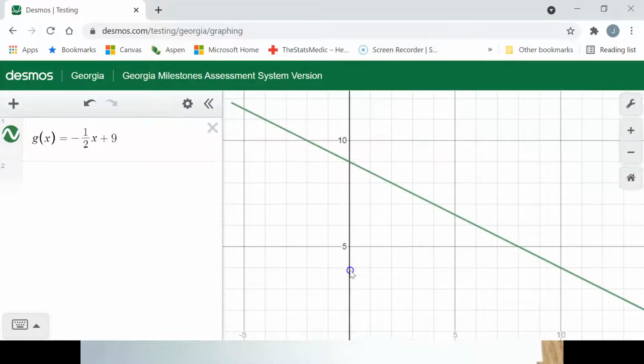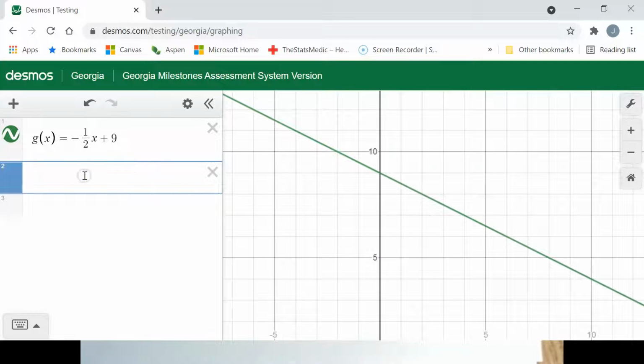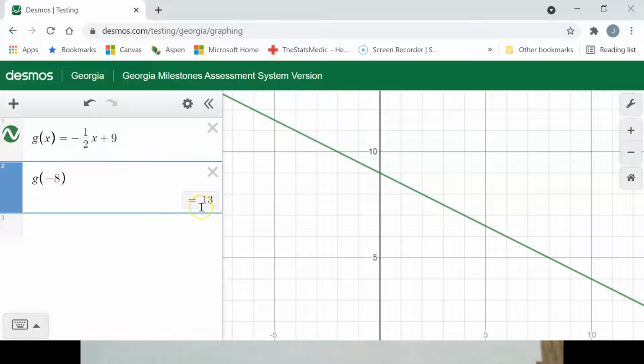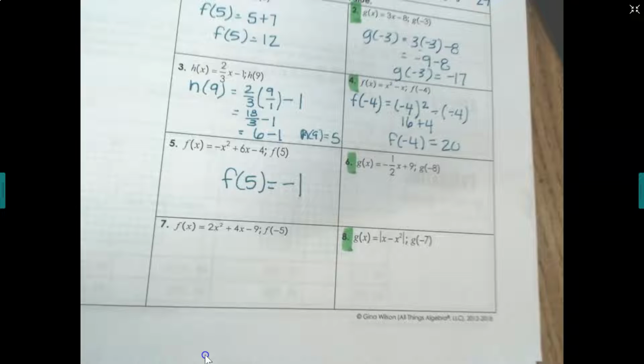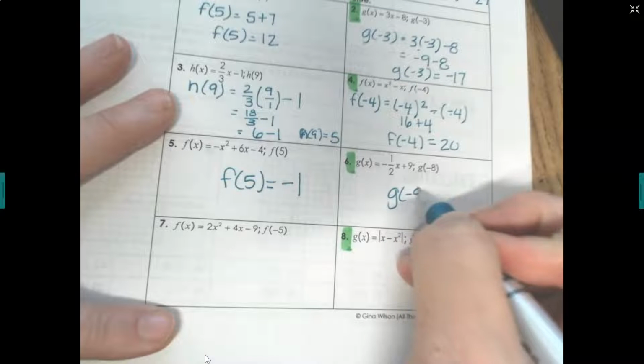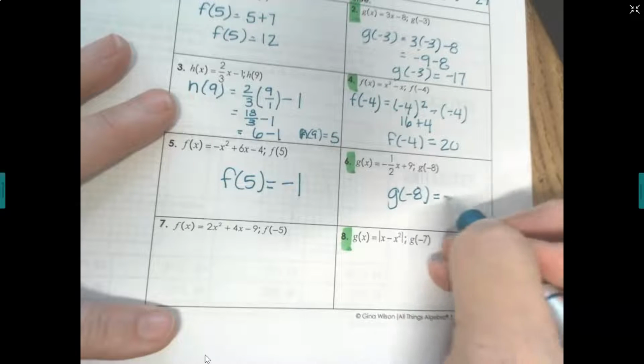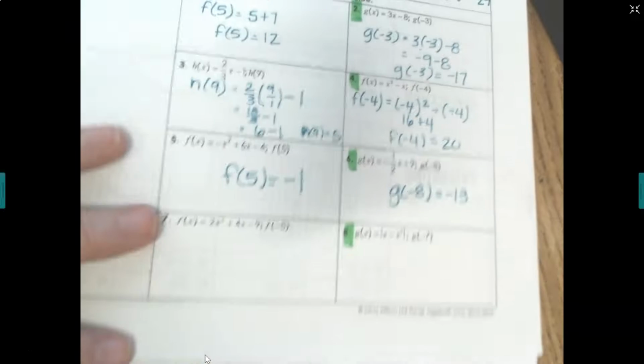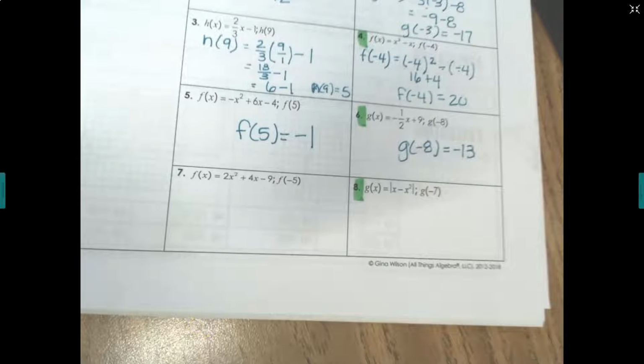So this is a line that they've given us here. But we specifically want to know about g of negative 8. So when I type in g of negative 8, it tells me the answer there is negative 13. So g of negative 8 equals negative 13. So let's have you stop the video and try number 7 and come back.